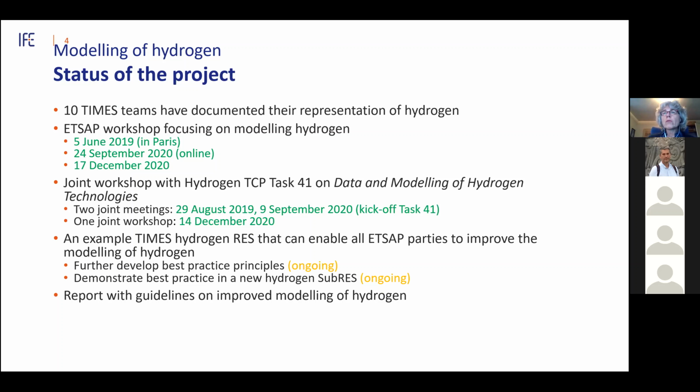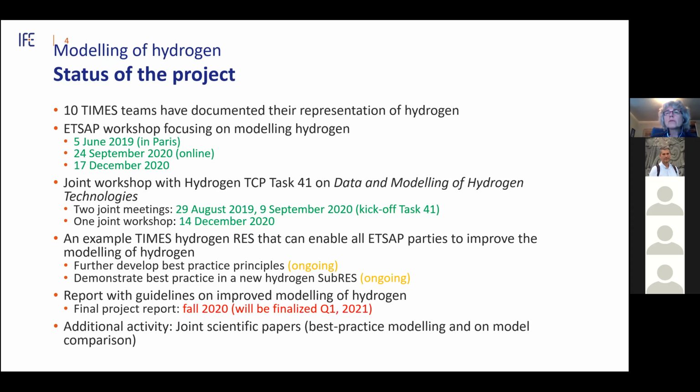And we will write the report on guidelines on improved modeling. This was to be finished by this fall. However, it will be finalized in the beginning of next year. And finally, we have some additional activities that were not included in the project, but will be, and that are joint scientific papers. That is an ongoing activity, both on best practice modeling and also on model comparison.